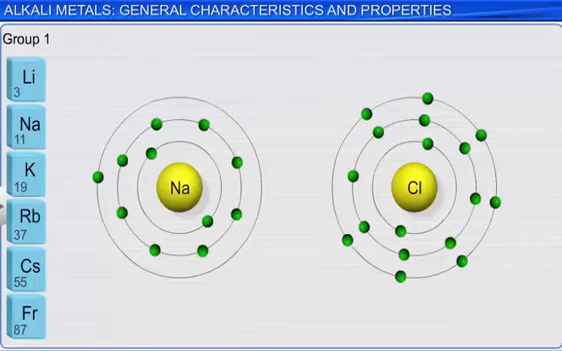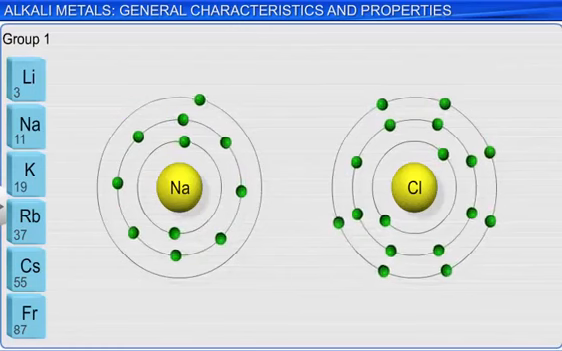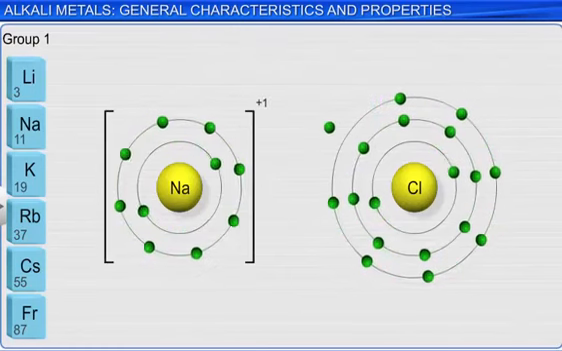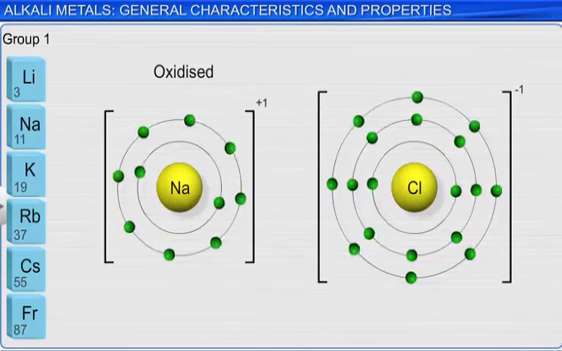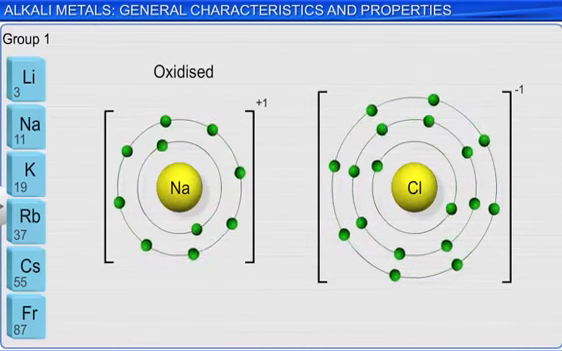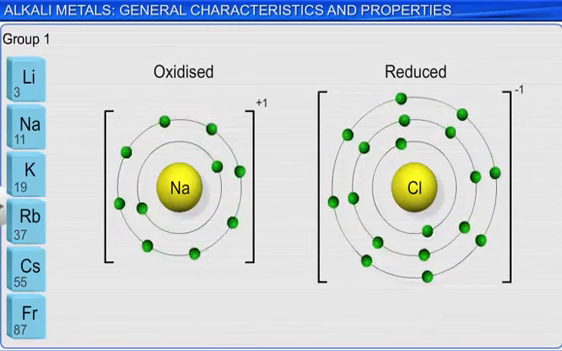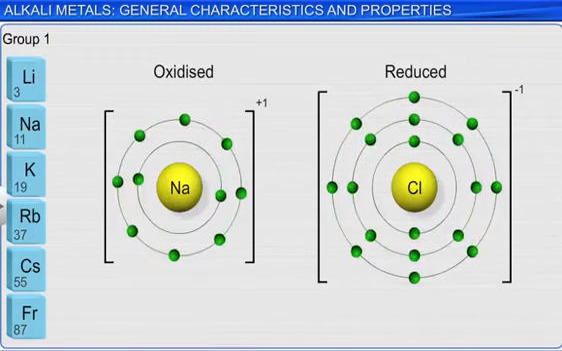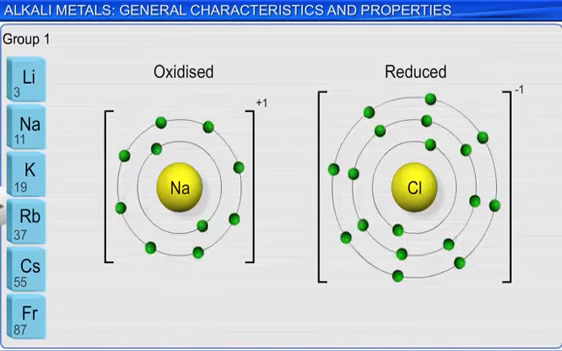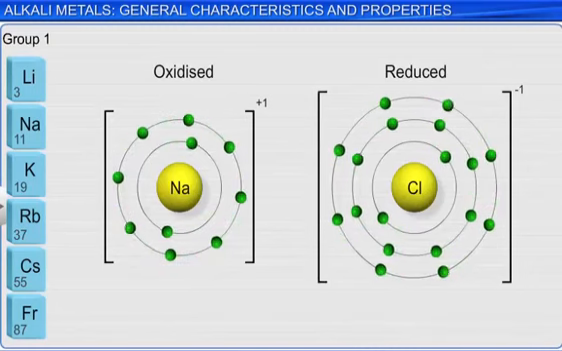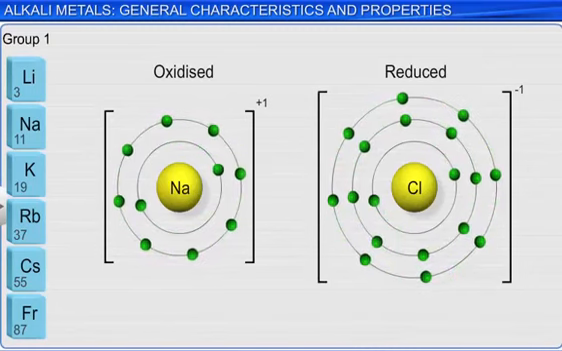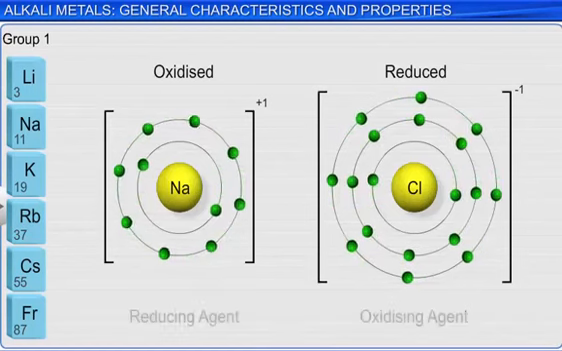Since the alkali metals have a high tendency to lose their valence electrons, they oxidize readily. When they oxidize, they cause some other substance to become reduced. And so, we can say that alkali metals are good reducing agents. Remember, the substance that is oxidized in a redox reaction is called the reducing agent.